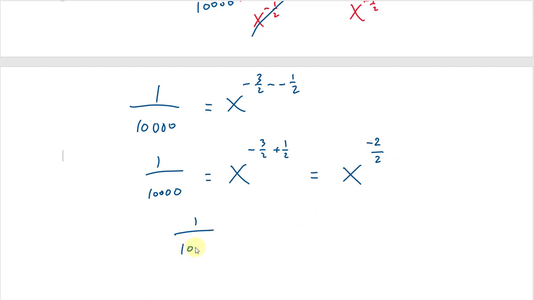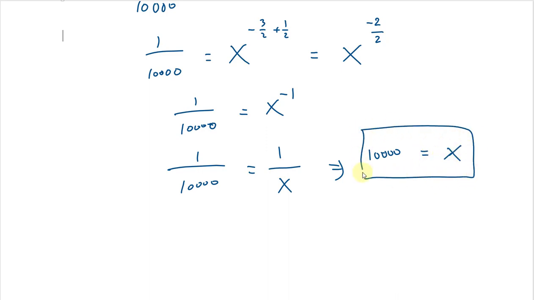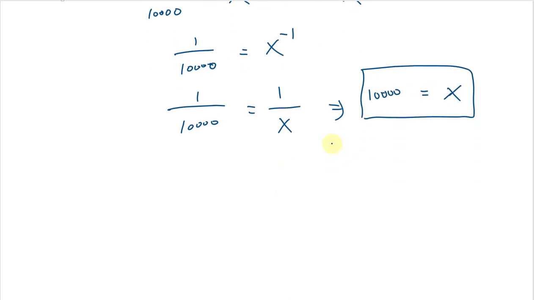Okay, so 1 over 10,000 equals x to the minus 1, right? Because this is minus 2 over 2 is minus 1. And keep simplifying this expression, x to the minus 1 is the same thing as 1 over x. You are solving for x, so we flip the fraction. 10,000, we are flipping the fractions on both sides, equals x. So this is the critical point. Okay, once you get the critical point, 10,000, we can do the testing.